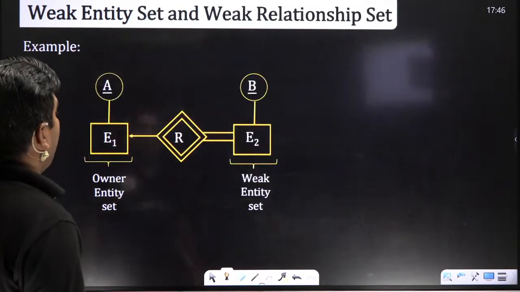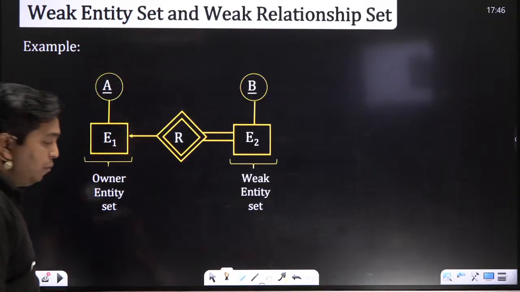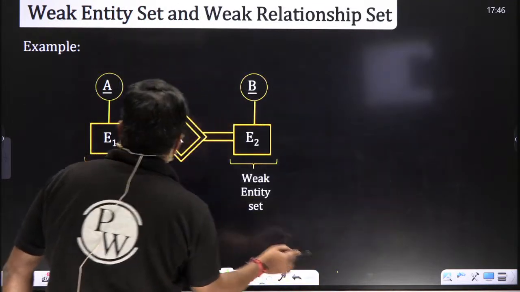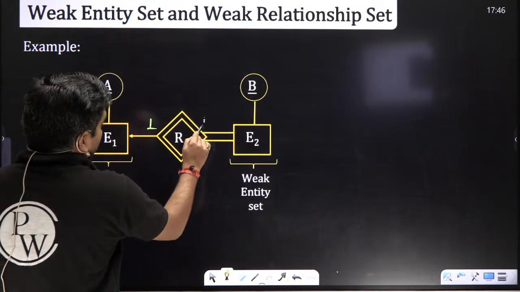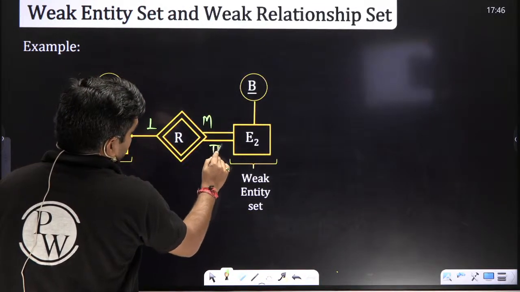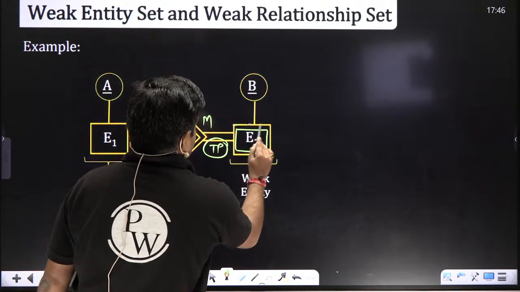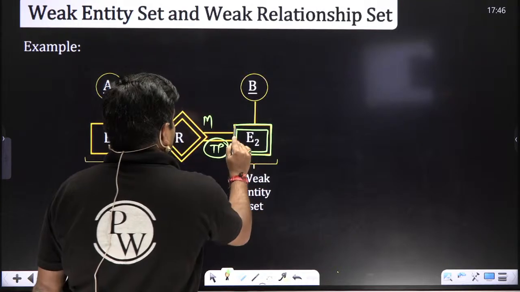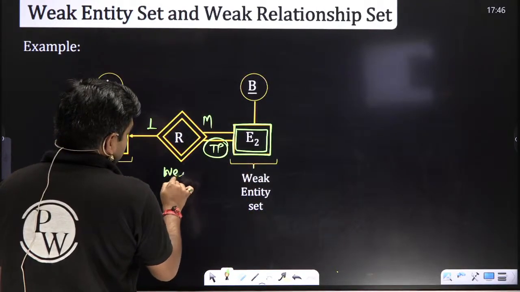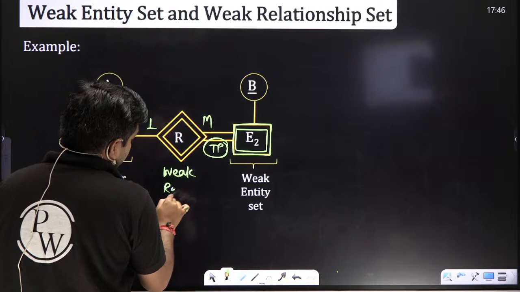These are the points. Clear? Like here you can see 1 to many. There is a total participation. It is represented by a double rectangle, and the weak relationship set is represented by a double diamond.